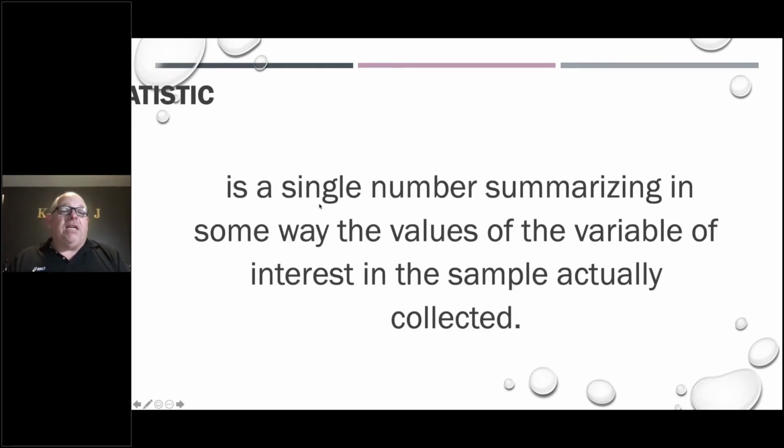A statistic is a single number summarizing in some way the values of the variable of interest. So the statistic would be something like the p-value. It would be something like almost anything really, that it's any single number. So it could be, again, the mean based on what it is. It could be a parameter, and it can also be a statistic.